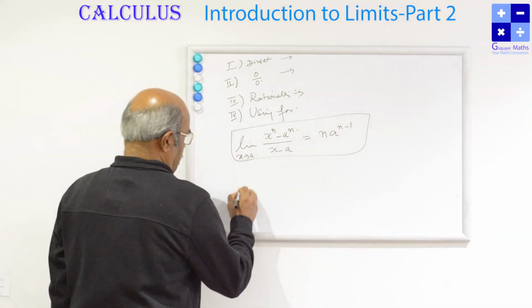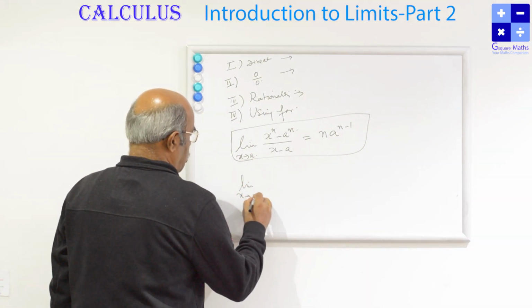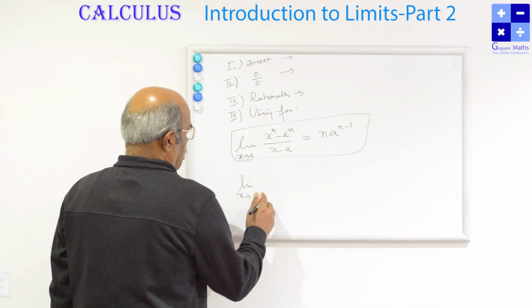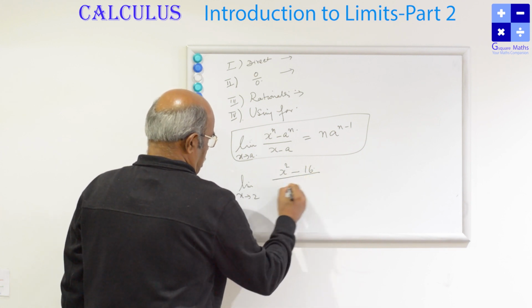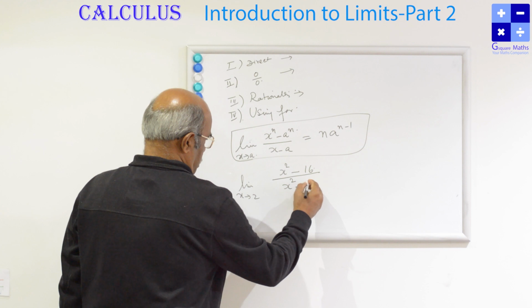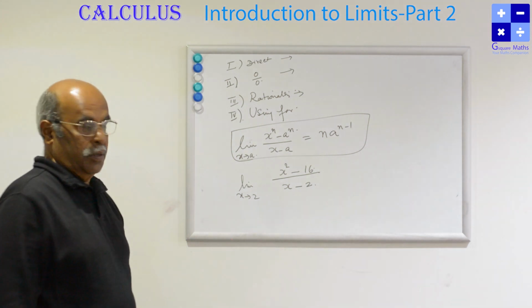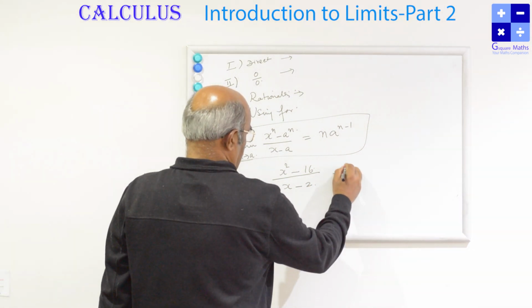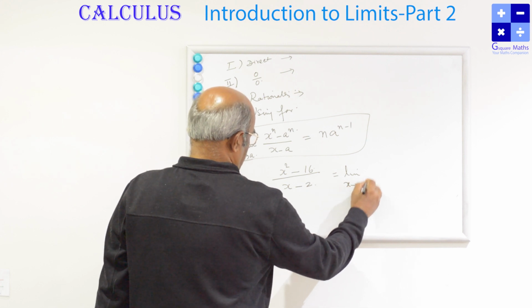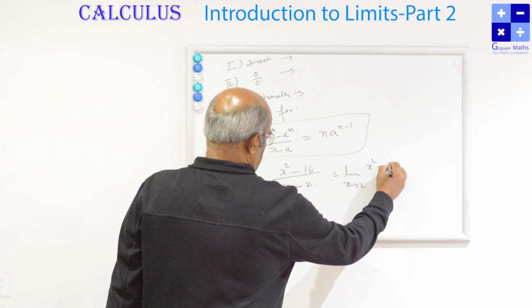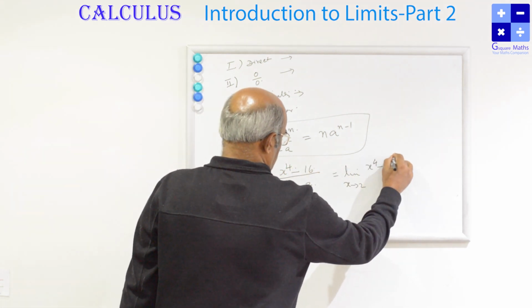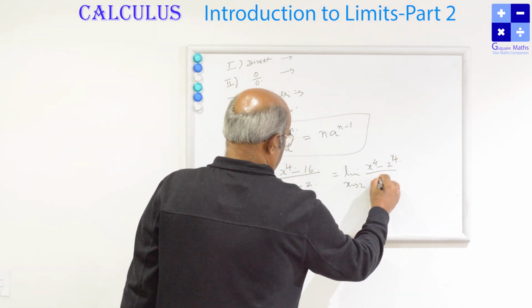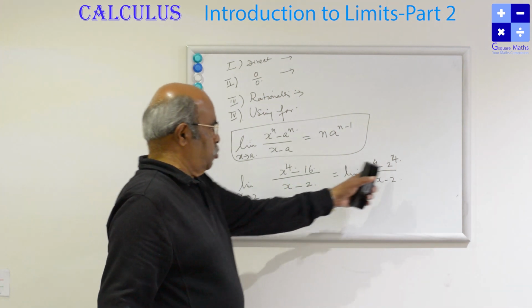Say for example, limit x tends to 2, x power 4 minus 16 by x minus 2. So that is equal to limit x tends to 2, x power 4 minus 2 power 4 by x minus 2. 16 can be written as 2 to the power of 4.